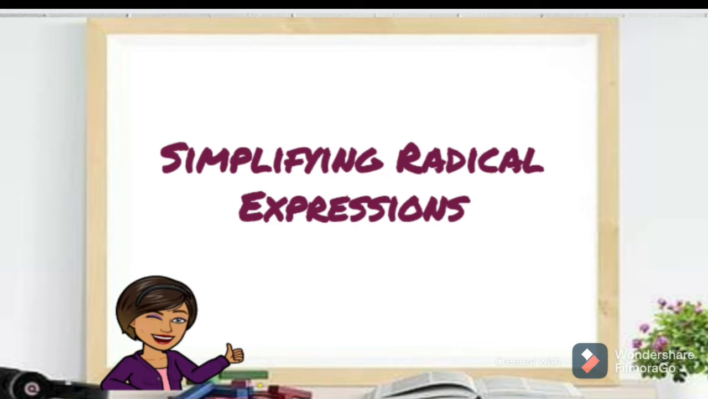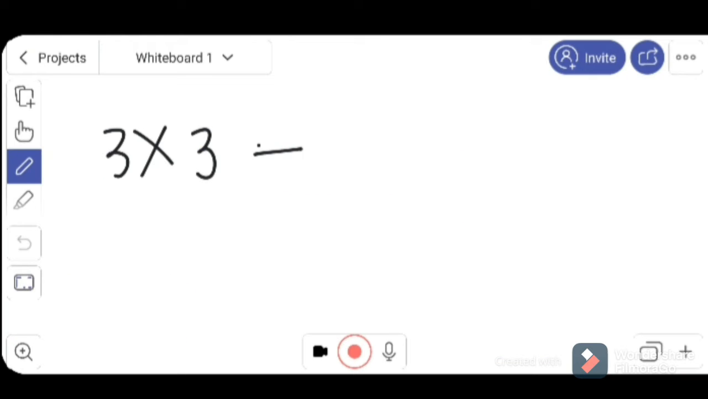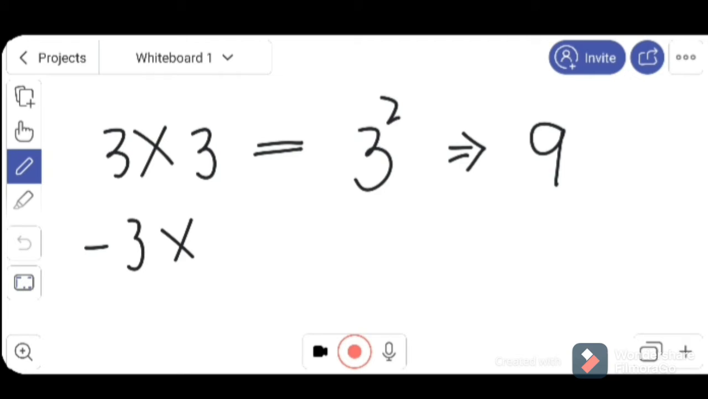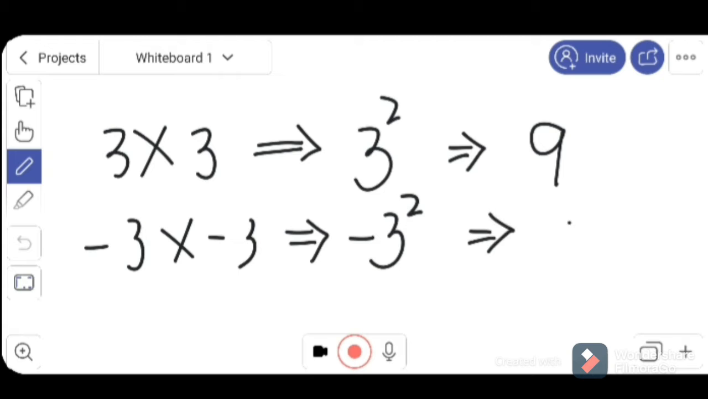If we have 3 times 3 and we write that in exponential form, that is equal to 3 squared. This is also equal to 9. Now, if we have negative 3 times negative 3, that would be negative 3 squared in exponential form. And also, negative 3 times negative 3 is positive 9. That is why we have two answers in a given square root.